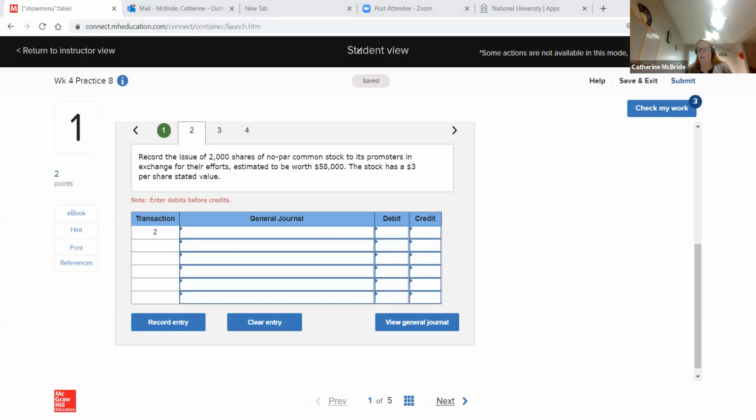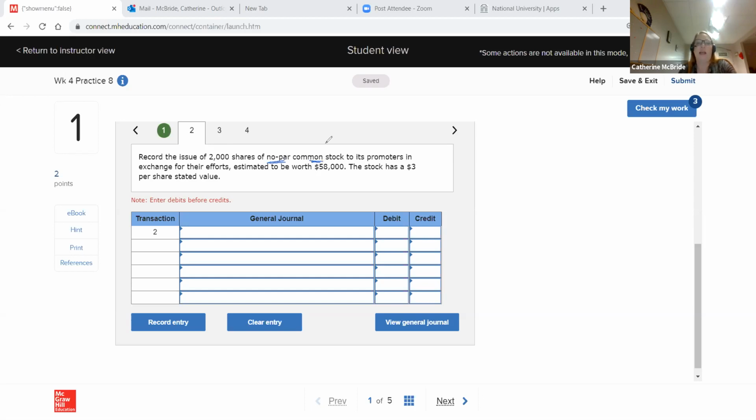So the first one is that, as you can see, this is no par stock. Since I would normally put the par value into the common stock account, and this doesn't have a par value, I have to put everything into the common stock account, because the other option would be to put nothing into the common stock account and everything into the paid in capital account, and that of course would make no sense at all. So I am going to put everything into the common stock account because there is no par value.